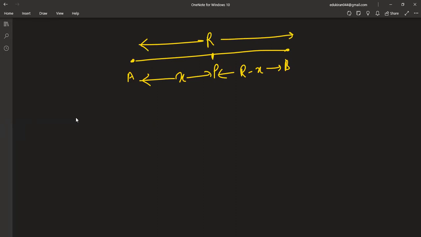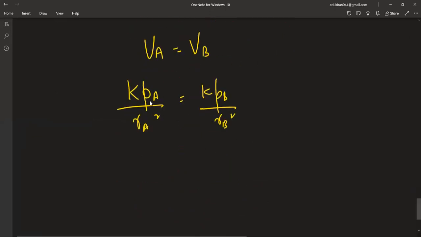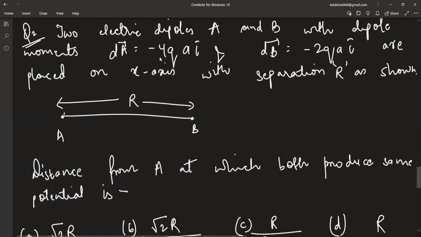So see, the formula we have seen means potential at A is equal to potential at B. So Kp by r square we write. So this becomes K pA by rA square is equal to K pB by rB square. The question is not tricky. It's just that you have to solve this question very fast. I'll give you a very small amount of time in which you have to solve, but you will be able to do it. This is just how your speed improves.